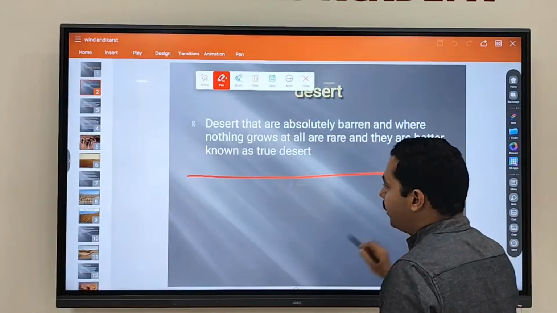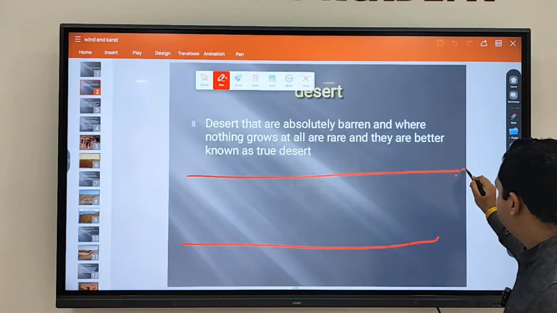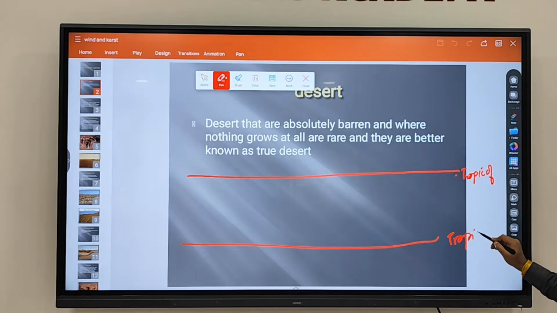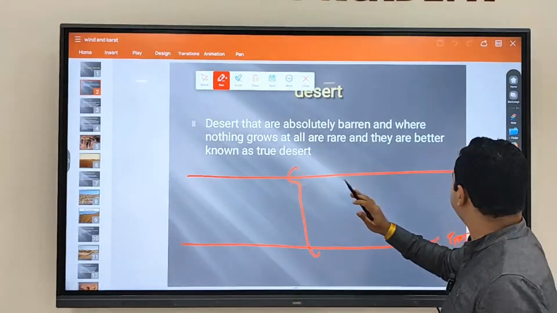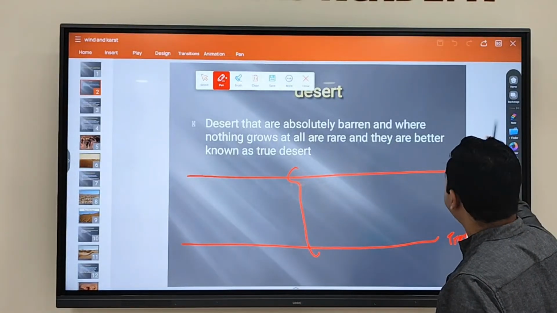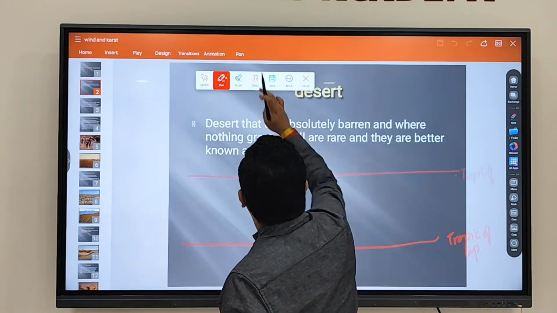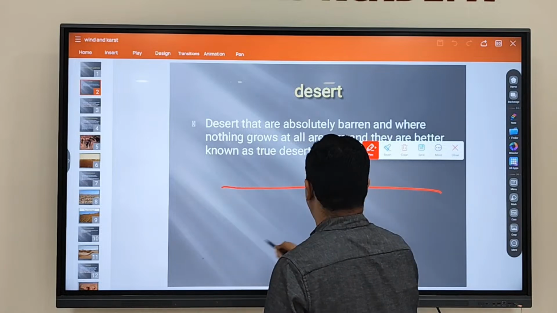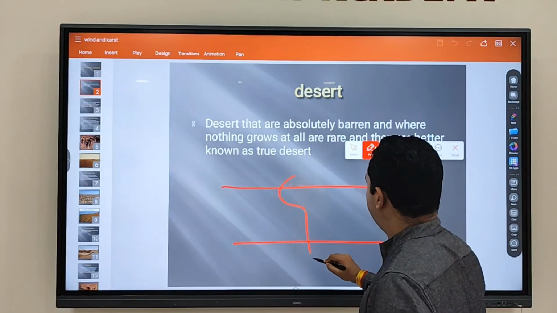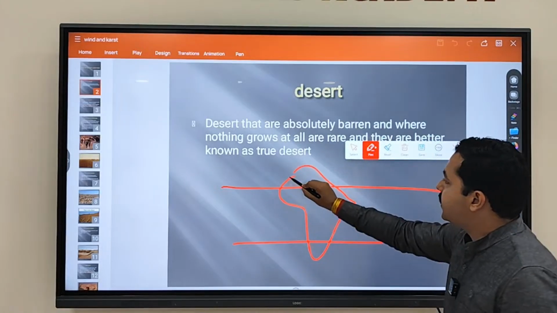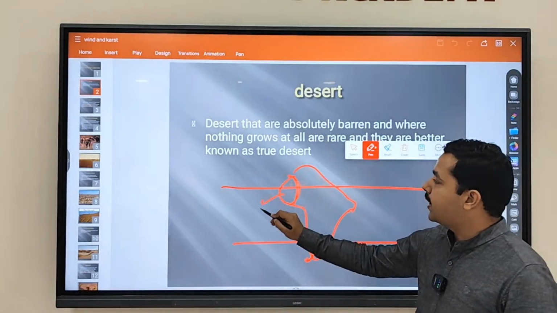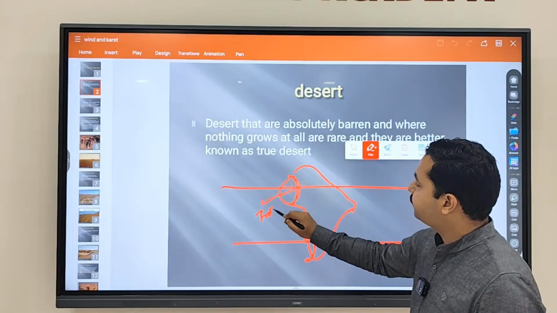So this is the Tropic of Cancer, and this is the Tropic of Capricorn. We discussed that most deserts lie on the western margin, the western margin of the Tropic of Cancer and Tropic of Capricorn.